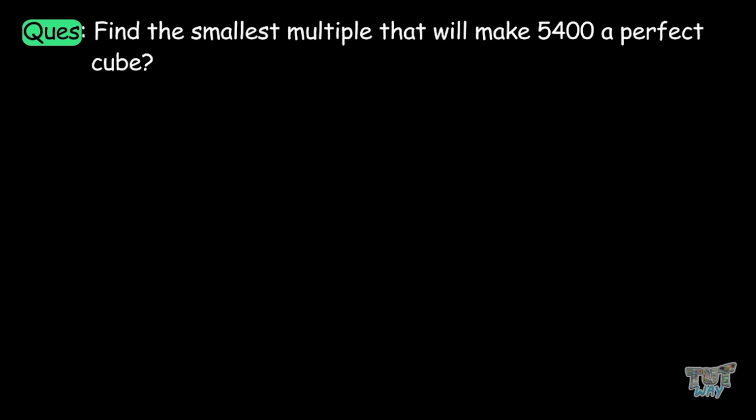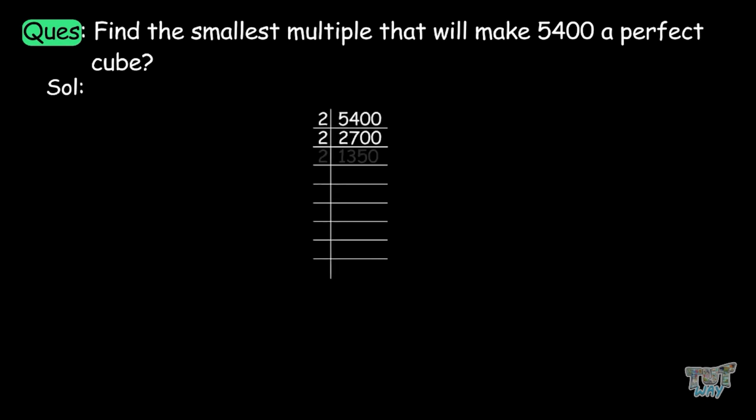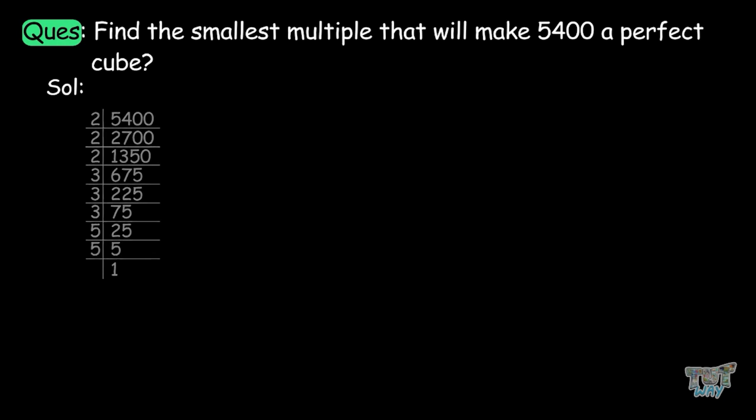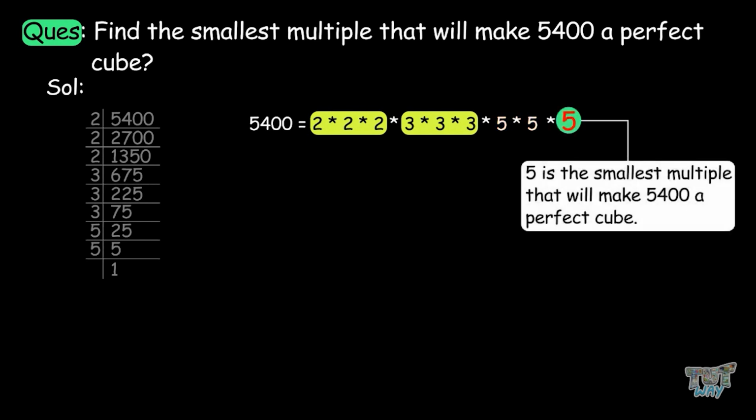So, doing the prime factorization of 5,400, we get this result. Here we have the prime factorization. It is 2 times 2 times 2 multiplied by 3 times 3 times 3 times 5 times 5. So the factors 2 and 3 have a triplet, but 5 does not make a triplet. So we are short one 5. Therefore, 5 is the smallest multiple that will make 5,400 a perfect cube.